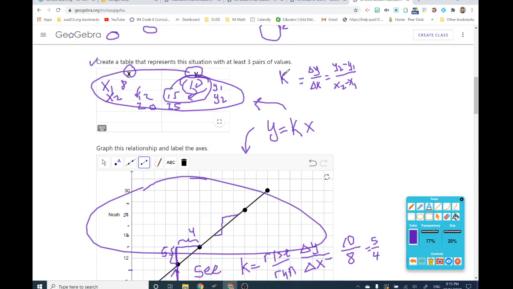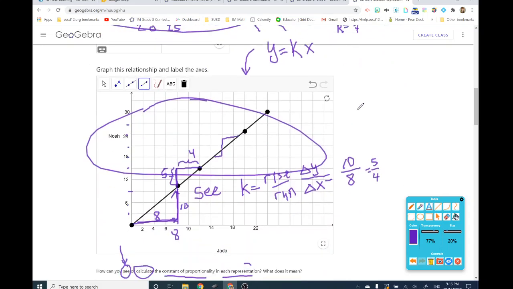So the change in Y is just subtracting 1 point from another: 15 minus 10. The change in X is subtracting the points in the same order, 12 minus 8. Make sure you keep it in the same order or else you'll make a mistake. Okay, 15 minus 10 equals 5. 12 minus 8 equals 4. So that is how you can calculate the slope with the data points.